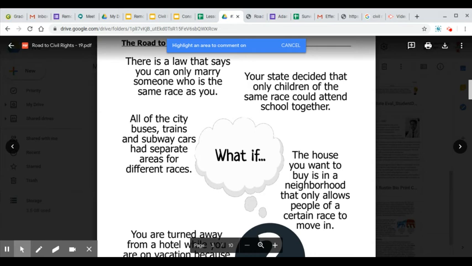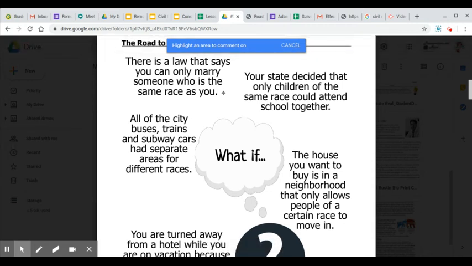What if there's a law that says you can only marry someone who's the same race as you? Same thing. I've got members of my own family that would be illegal then. What if all the city buses, trains, subway cars had separate areas for different races? How would our school bus look? Well, we would have completely separate school buses for each race.